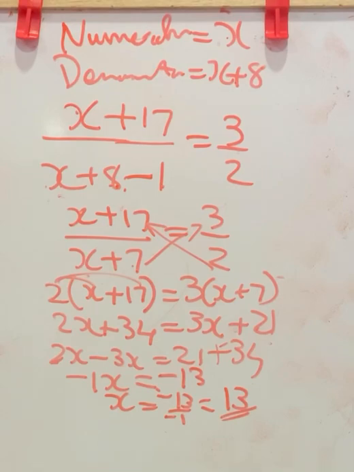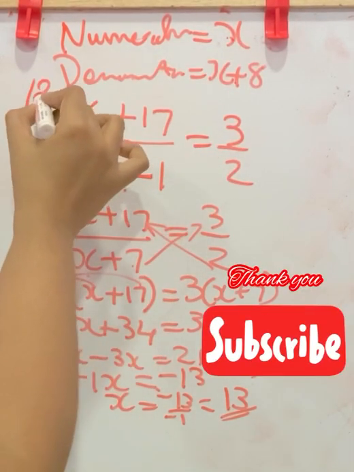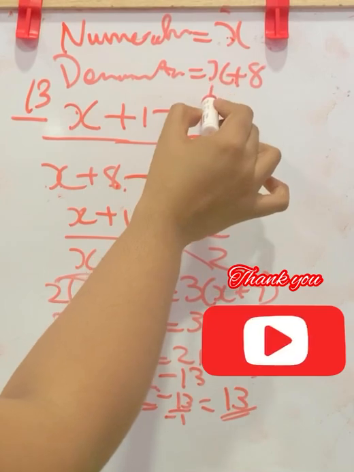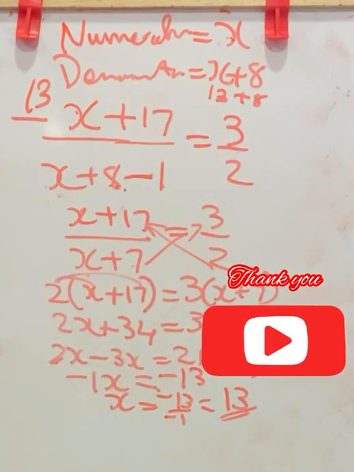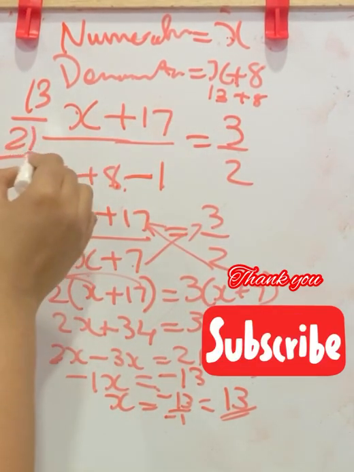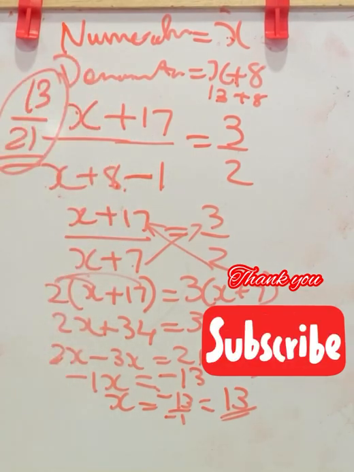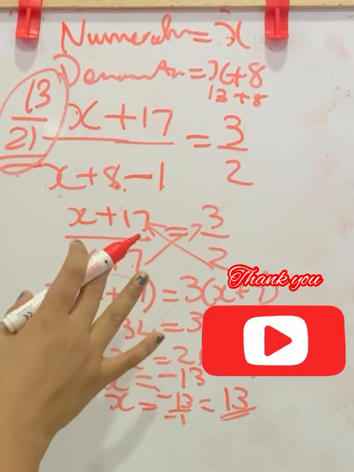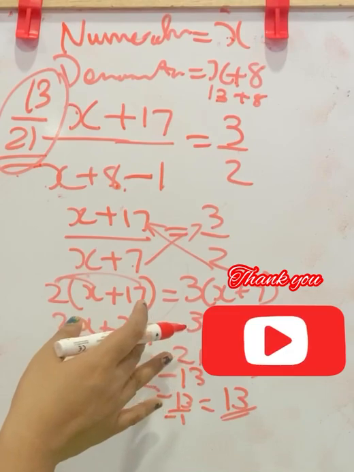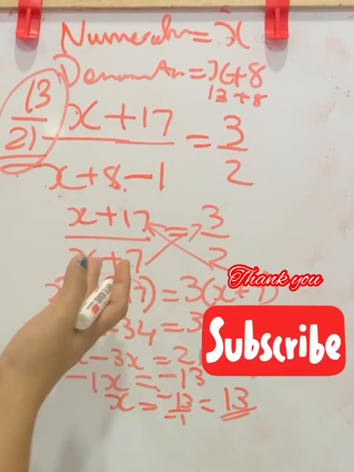We have the numerator is 13 and the denominator is 13 plus 8. 13 plus 8 is 21. 13 by 21 is the fraction. This is all in this chapter, that is linear equations in one variable. We can do more questions from this chapter later.